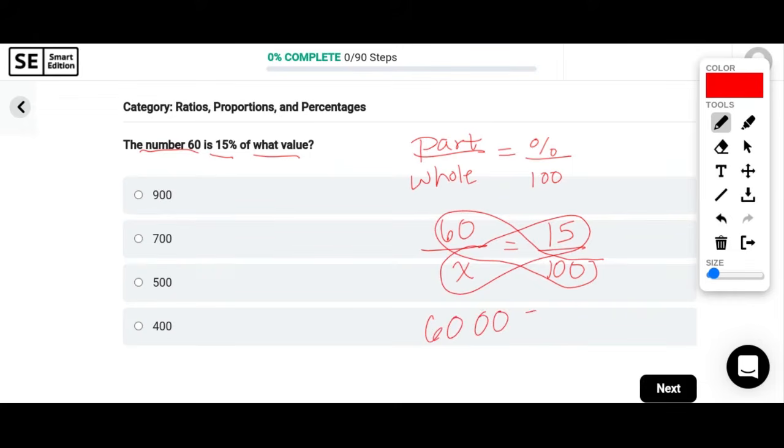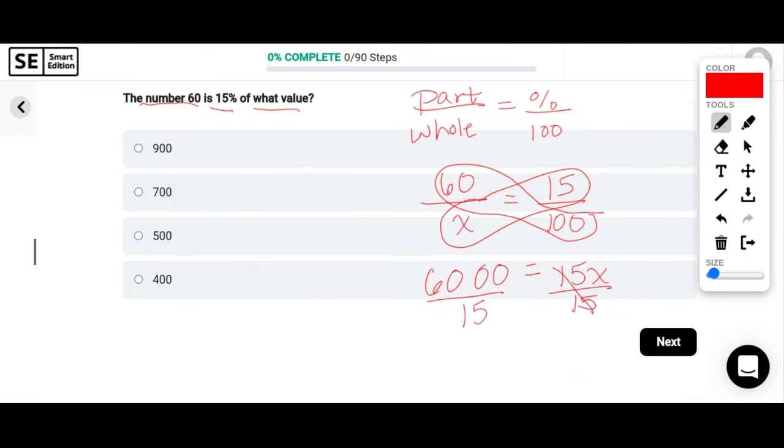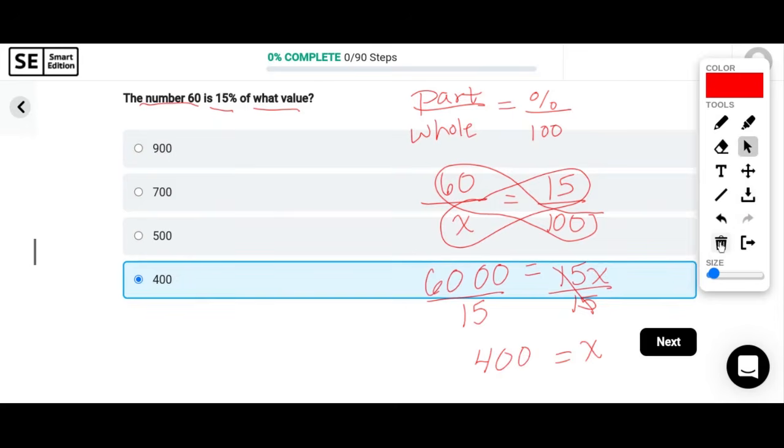60 times 100 would be 6,000, 15 times x. And then I can just divide each side by 15 to get x by itself. So 6,000 divided by 15 is 400. So 60 is 15% of 400.